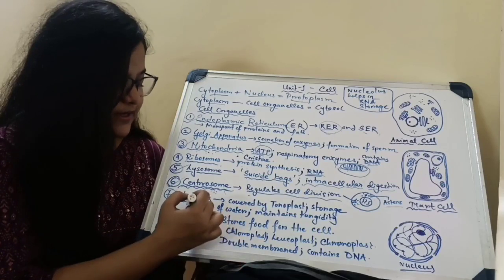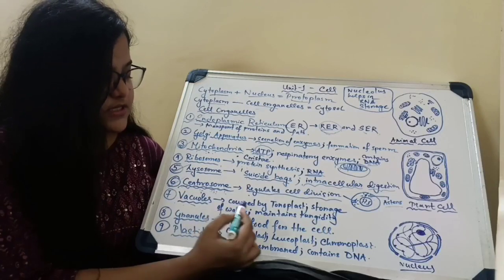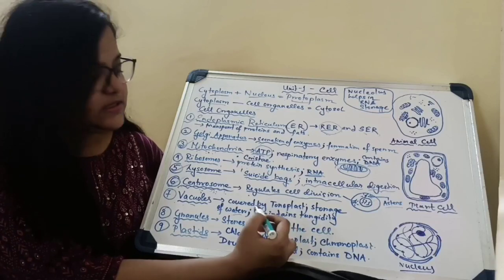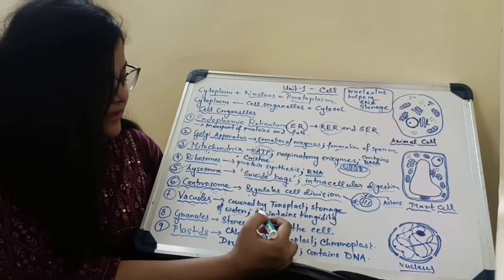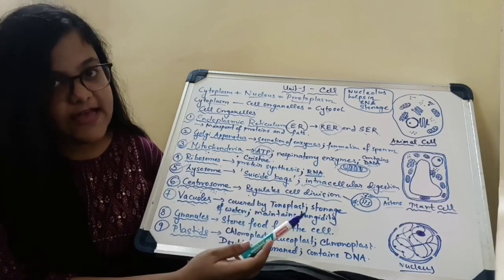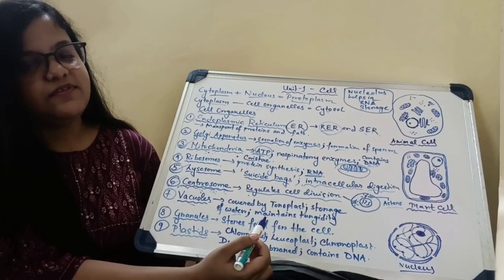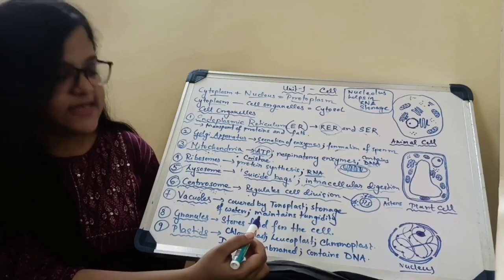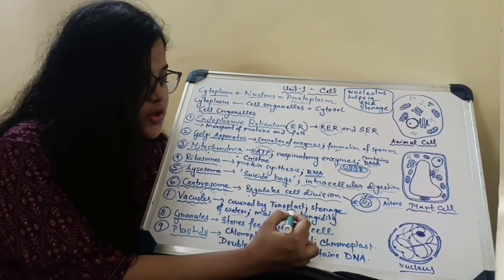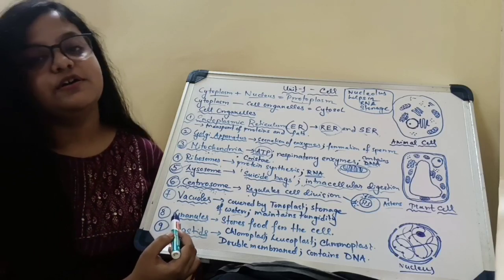Now, let's move on to vacuoles. What are vacuoles? Vacuoles are clear spaces which contain water and minerals and help in maintaining turgidity of the cell. And remember that in plant cell, the vacuoles are very large, whereas in animal cell, there is almost no vacuole, or even if it is there, it is very small in size. The vacuole is covered by a single layered membrane called the tonoplast.